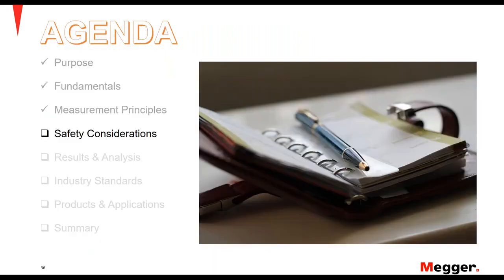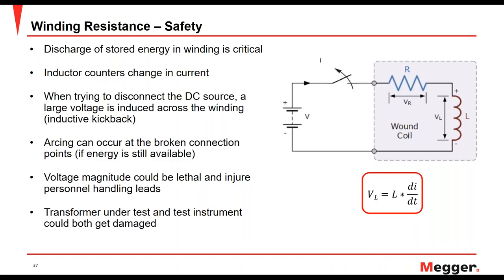Now we understand the measurement principles for winding resistance. So let's look at an important aspect, which is safety considerations. The safety discussion for winding resistance is probably one of the most crucial in understanding the whole test. At the beginning of our winding resistance discussion, we stated that the inductive nature of the winding will not allow a change in current. And the same concept has now to be applied after the test is complete.